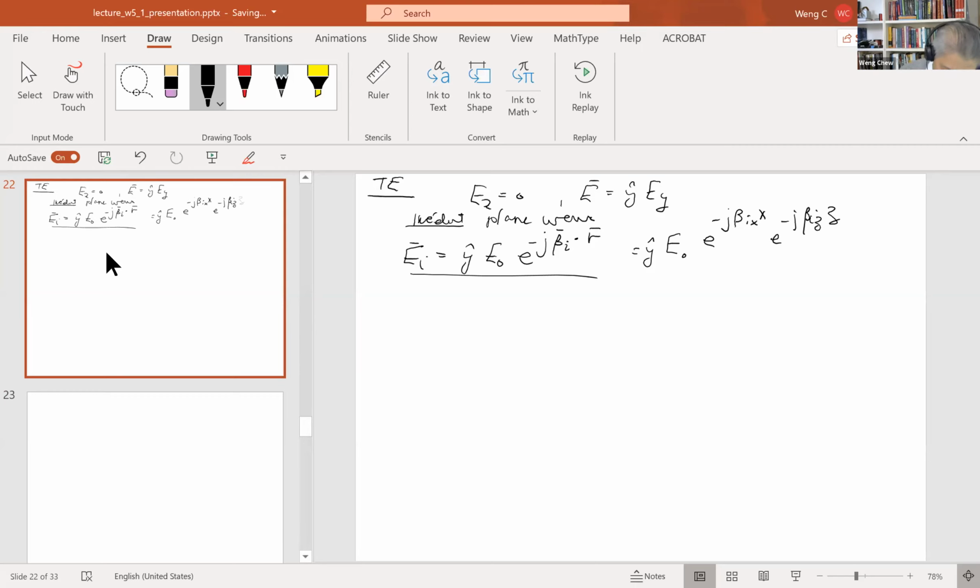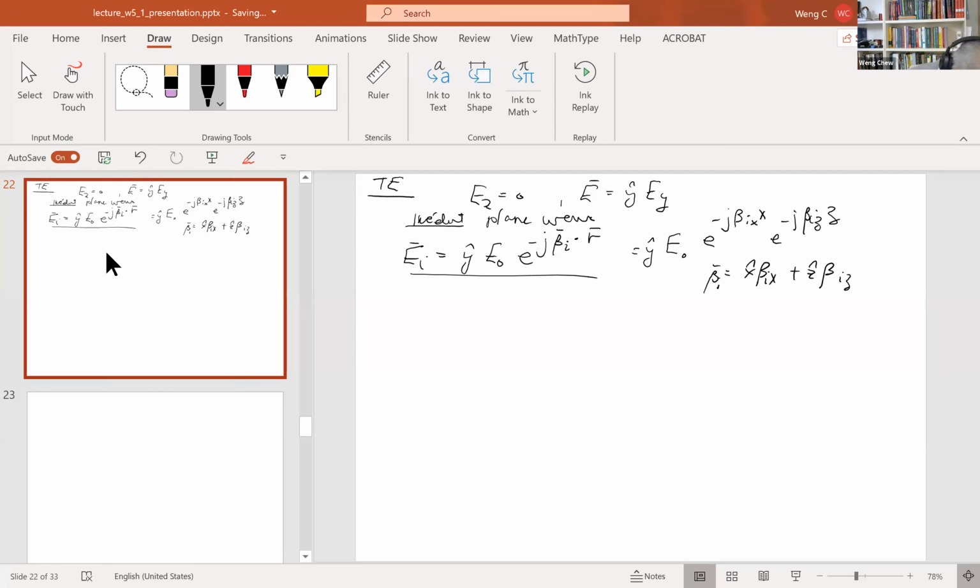My k vector is pointing in the xz plane. My beta vector is beta x x plus beta z z. My beta vector is pointing in that direction.